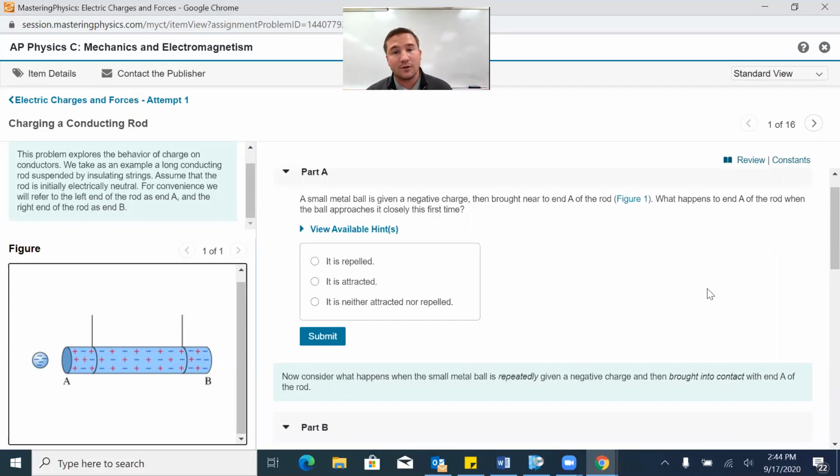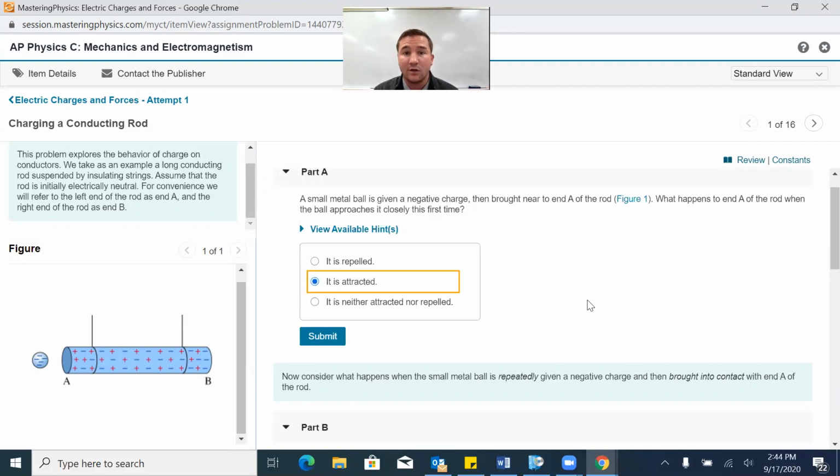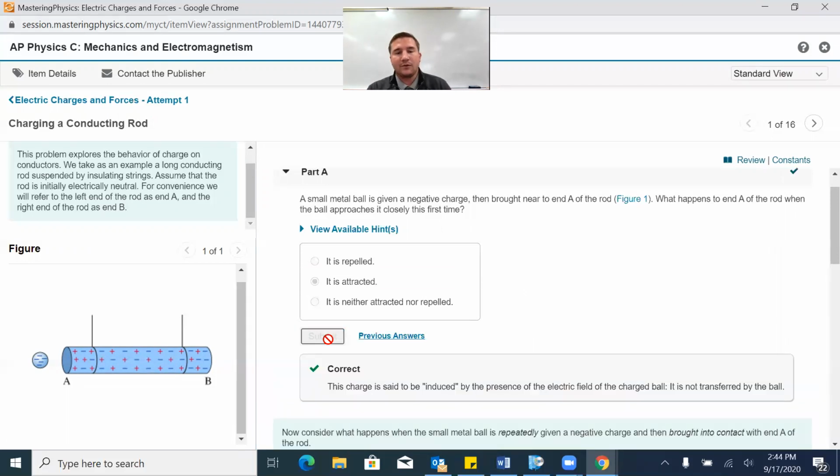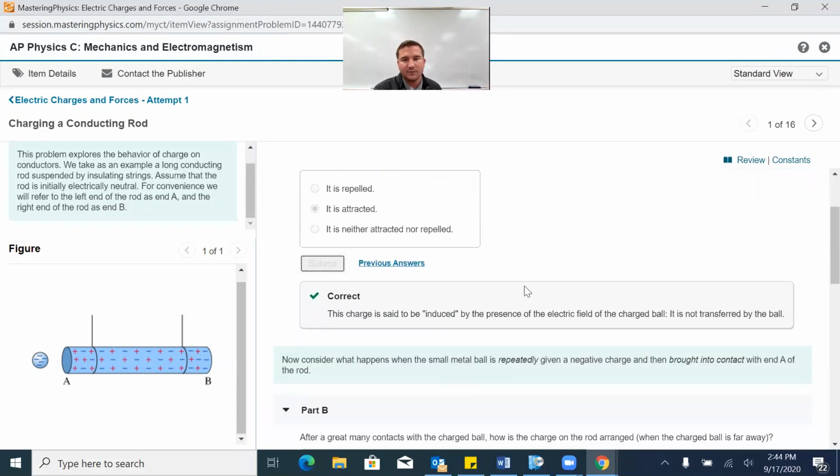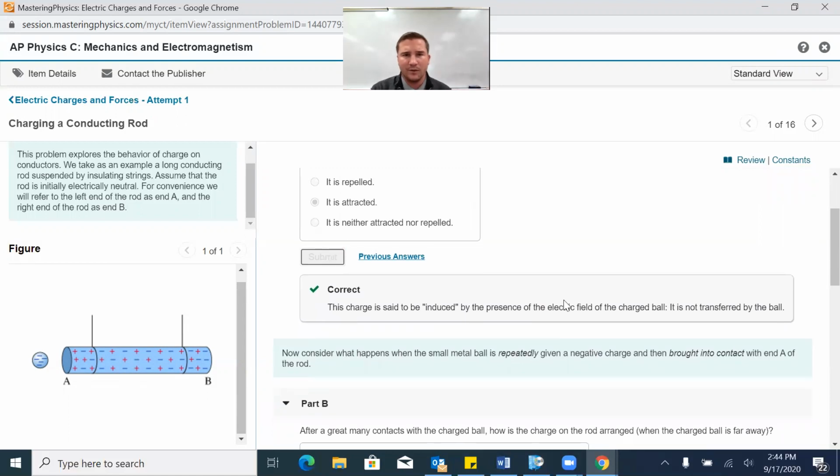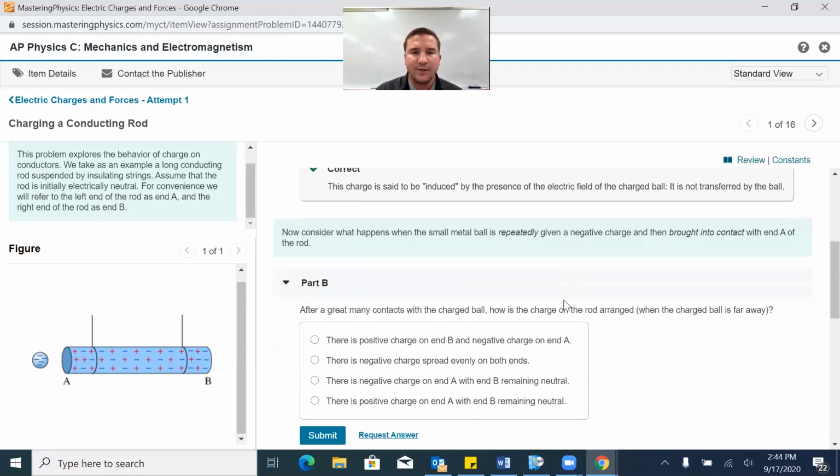And then we have a positive charge very close to a negative charge, and we get an attraction, right? That is called induced attraction. We are inducing an attraction in the rod and the metal sphere, or metal ball, by forcing the electrons to go one way and letting the protons stay on the other side. We create a little polarization there, or we induce an attraction. Charge is said to be induced by the presence of an electric field of the charged ball, right? No transfer going on there because we haven't actually touched.